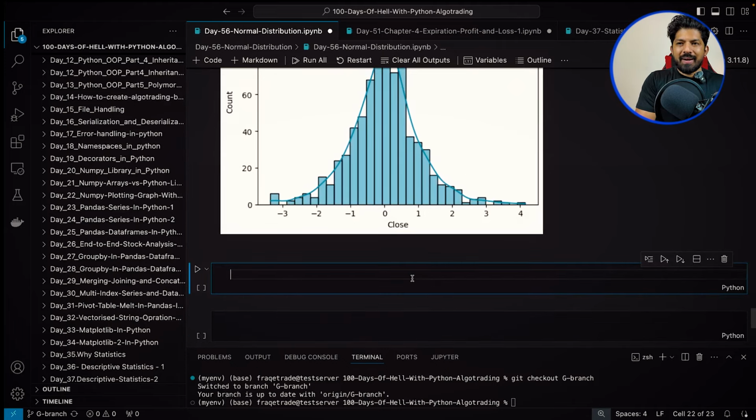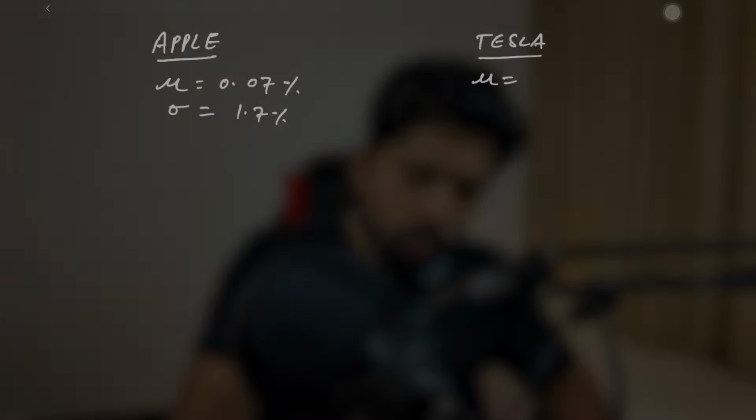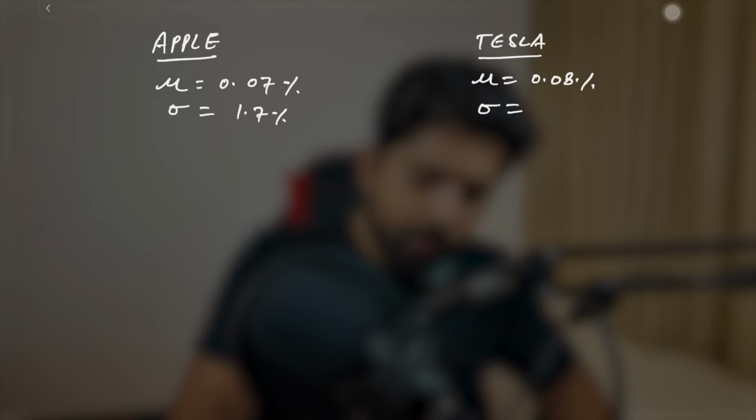Now let's apply the describe function on Z Apple. Apply that. If you remember, we applied the describe on both the Apple and Tesla, and here you can see that the standard deviation was 0.017 for the Apple and 0.03 for the Tesla. Means it is highly volatile. Let me show you on the screen how it works, so you'll get more insight. 0.08% and standard deviation is 3.6%.